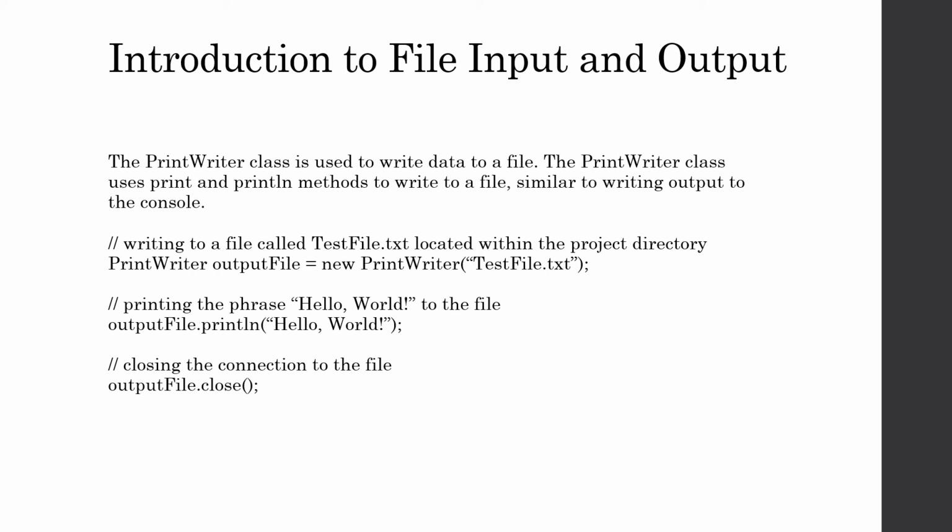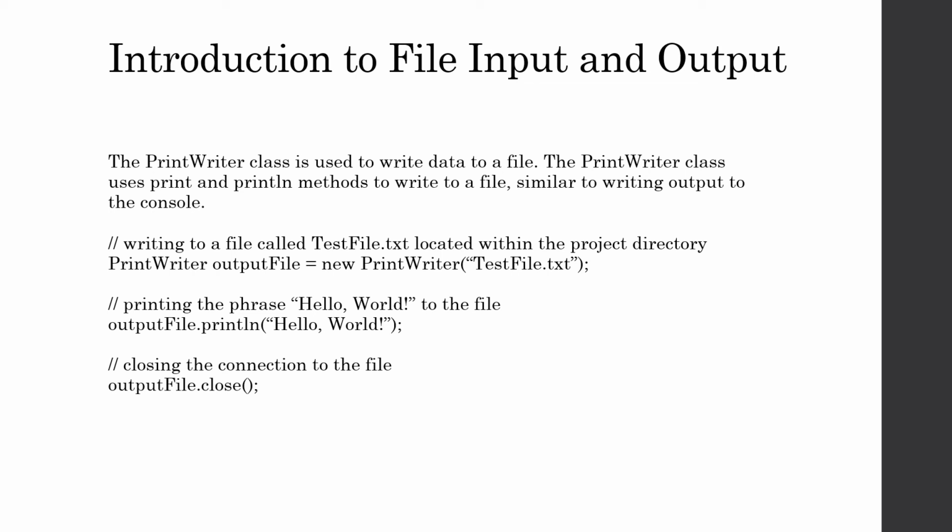So in this case, we're going to say PrintWriter, we'll call it outputFile, is going to be equal to a new PrintWriter object. So it's just like when we make our Scanner objects. We then go ahead and put in a string literal the name of the file. So we need to specify precisely what file it is that we're going to be accessing to write something to.